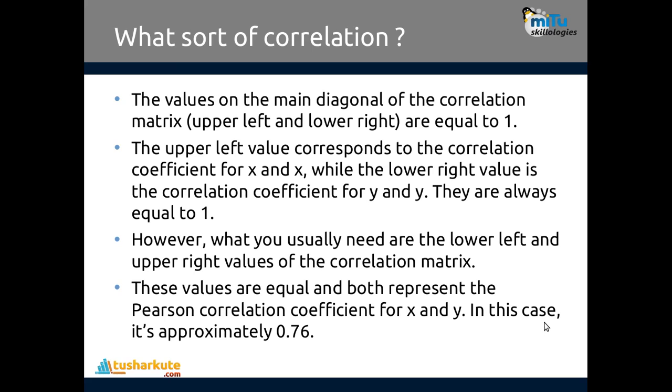The values on the main diagonal of the correlation matrix, upper left and lower right, are equal to 1. Remember, upper left and lower right. The upper left value corresponds to the correlation coefficient for x and x, and lower right is obviously y and y. That's why they are equal to 1. We usually need the lower left and the upper right values of the correlation matrix. These values are equal and both represent the Pearson correlation coefficient for x and y. In this case, we are having almost 0.76, meaning 76%, these x and y are correlated to each other.